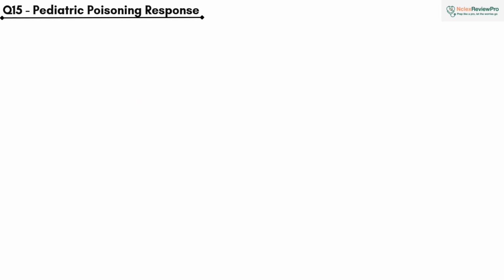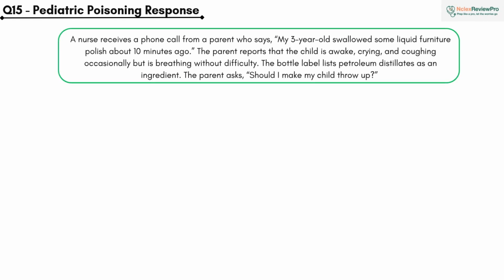Question 15. NGN type bow tie. Pediatric poisoning response. Clinical scenario. A nurse receives a phone call from a parent who says, "My 3-year-old swallowed some liquid furniture polish about 10 minutes ago." The parent reports that the child is awake, crying, and coughing occasionally, but is breathing without difficulty. The bottle label lists petroleum distillates as an ingredient. The parent asks, "Should I make my child throw up?"